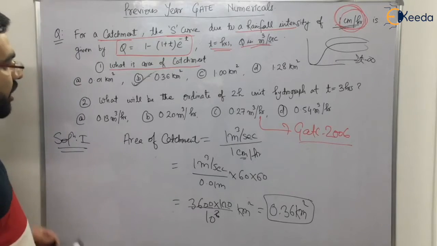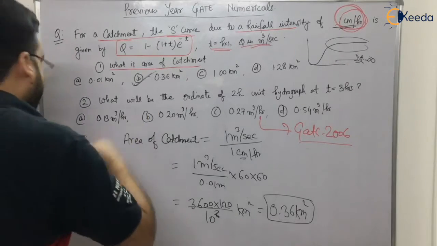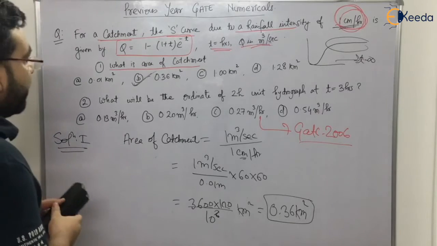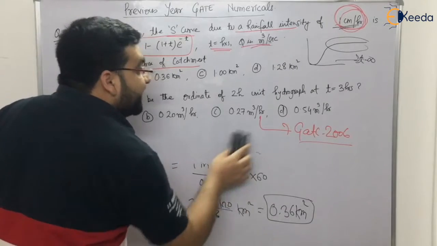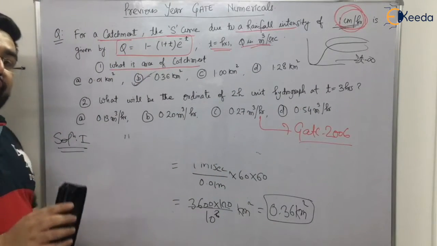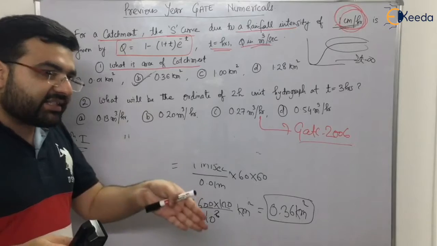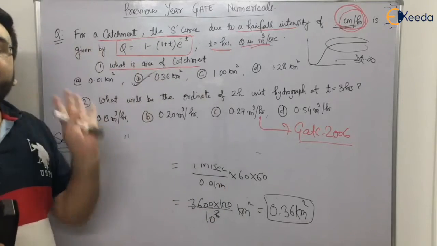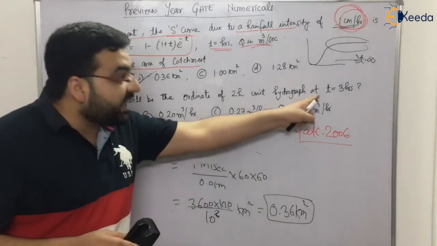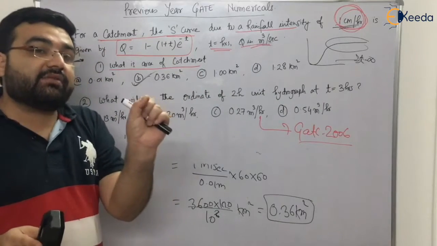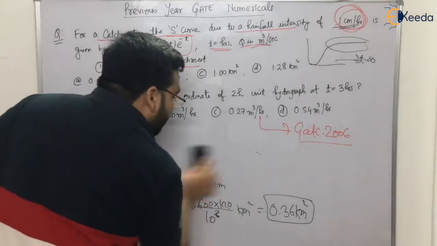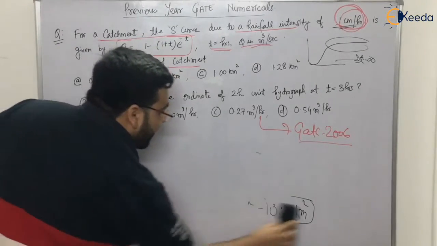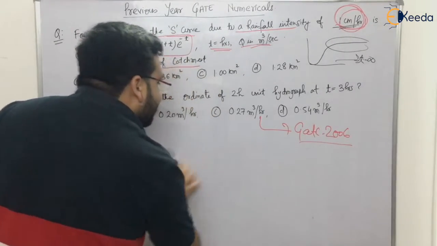Clear? Okay. Now the next part of the question is, what will be the ordinate of the 2-hour unit hydrograph at t equals 3 hours? It means that it is asking me about the instantaneous unit hydrograph. Simple, because at a particular time interval, it's an instantaneous time, at t equals 3 hours. So what I have to do? I have to apply the method of instantaneous unit hydrograph.